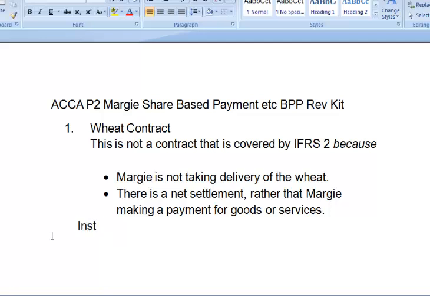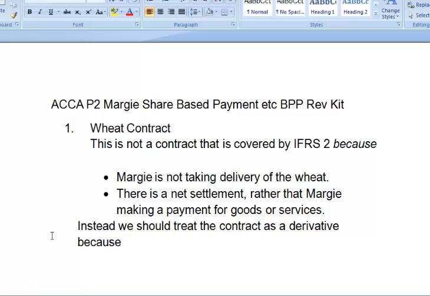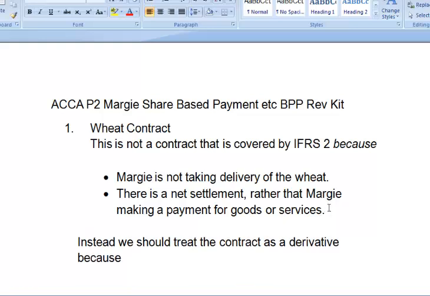So instead, we should treat the contract as a derivative, again, using my favourite word, because. And the reason why I like because is it drives through the answer. It forces us to express ourselves. And then I'm going to take another bullet point approach.